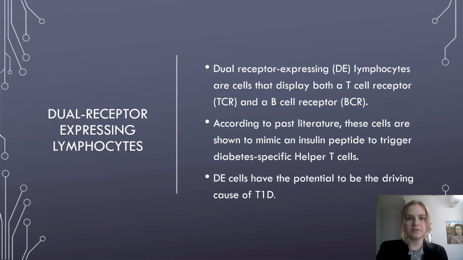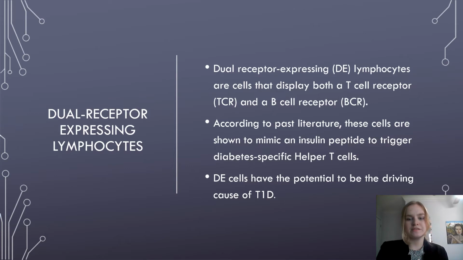One new cell found in relation to type 1 diabetes is the DE cell. The dual receptor expressing lymphocyte is named because it displays both a T cell receptor and a B cell receptor, and according to the article in which the cell was originally published, these cells are shown to mimic insulin peptides to trigger diabetes-specific helper T cells.